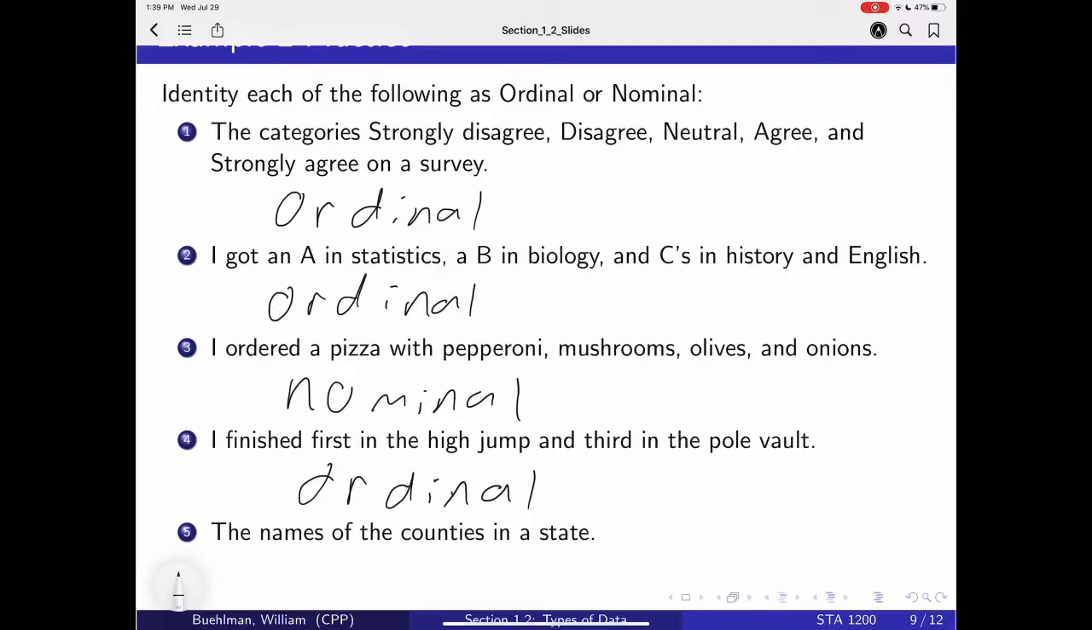So last one, the names of counties in a state. So if we think about it, in California, we have San Bernardino County, Los Angeles County, Orange County, Riverside, San Diego, all these different counties. Does it matter the order in which I list them? No. There isn't a natural order just instinctively. There is no natural order, so this is nominal.